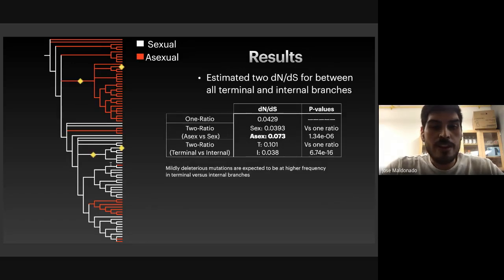We also did a two-ratio model between the internal and terminal branches of our tree for all individuals. And we expected to see a higher dN/dS within the terminal branches, because there's a lag between new mutations occurring and selection acting to remove them. And of course, once again, we compared the models, and it makes sense that the two-ratio terminal versus internal model is a better fit than the one-ratio one.